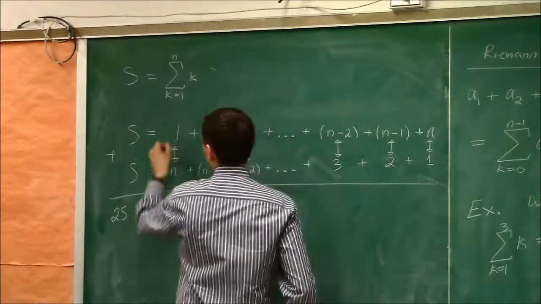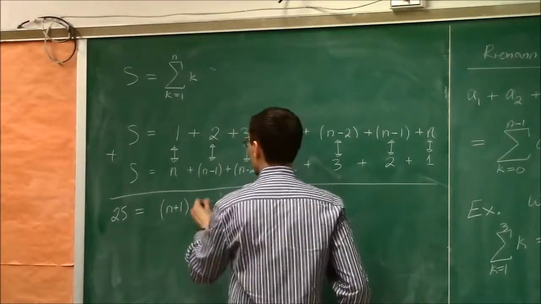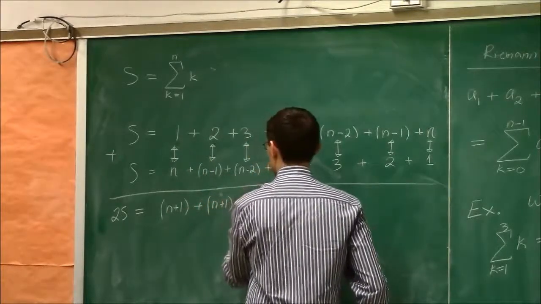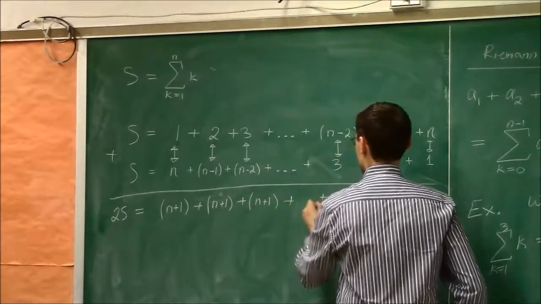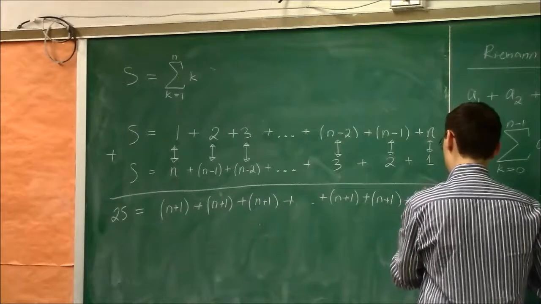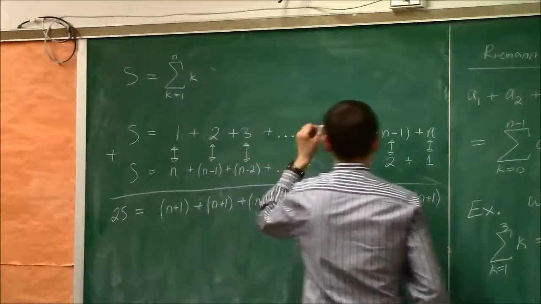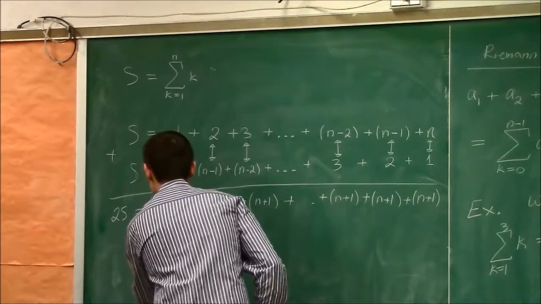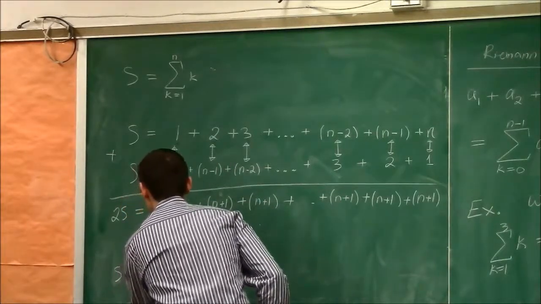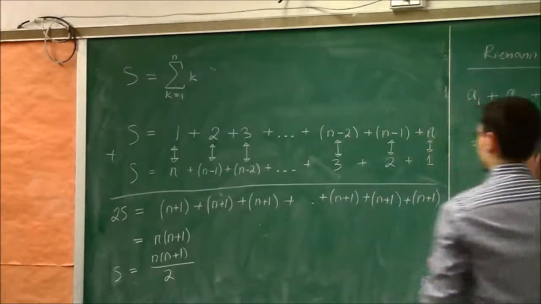And what we have here is the sum in the first column is n plus 1. The sum in the second column, this grew by 1, this decreased by 1, is also n plus 1. Next, n plus 1. How many n plus 1s do we have? n. Exactly, we just count them, 1 through n. So altogether, this is n times n plus 1. And therefore, S is equal to n times (n plus 1) over 2. We'll need that formula soon.